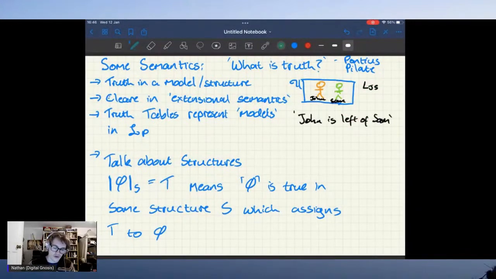Okay, so what is truth? Let's talk about semantics a little bit, and that's a quote from Pontius Pilate. So truth is in a model or a structure. This might become clearer in extensional semantics, which is something we'll touch on a little bit later, and that'll probably come in when we talk about quantified logics rather than propositional logics.